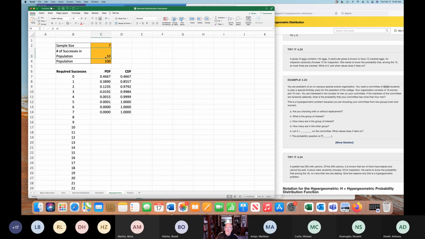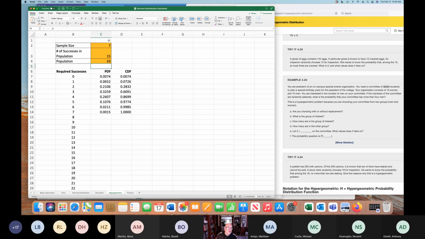And what are the number of successes in the population? Well, there's 15 men in the population. We're interested in the number of men on the committee. And then how many are there total? 18 plus 15. Well, if you can't add it, you could just say equals 18 plus 15, or if you just add it, it should be 33. And there you go. That gives you all the probabilities.